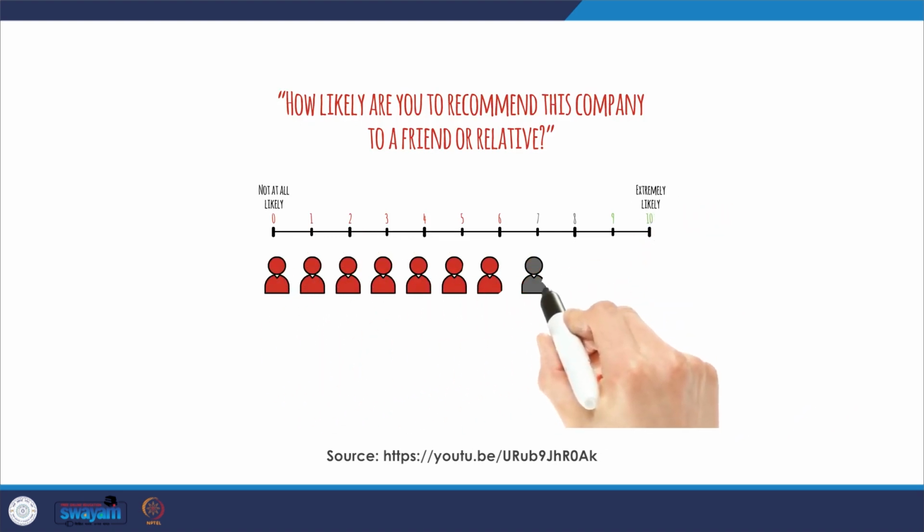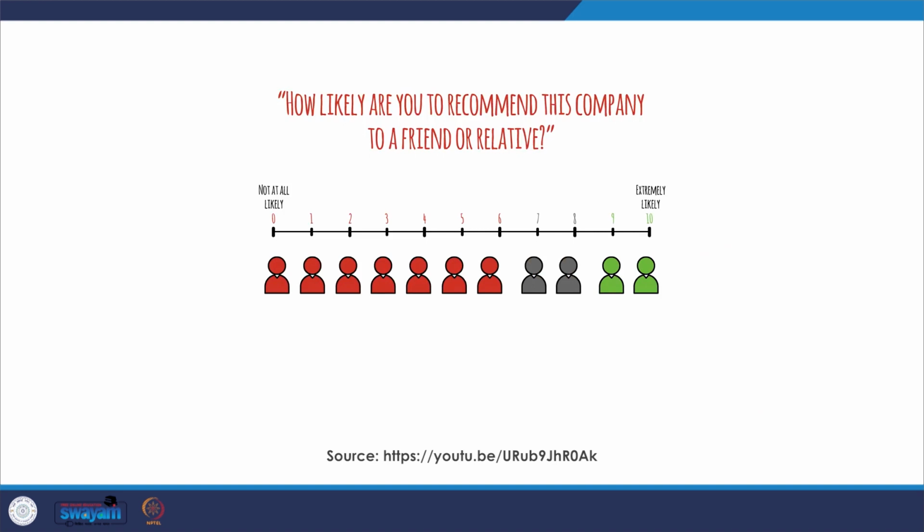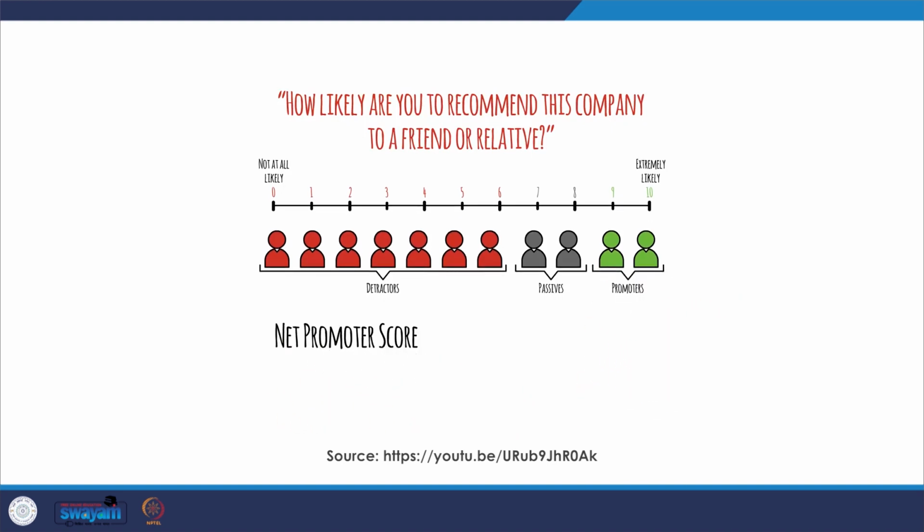Based on their responses, customers are placed into one of three categories. If they choose between 0 and 6, then they are called detractors. If they choose 7 or 8, then they are called passives. If they choose 9 or 10, then they are promoters. NPS is calculated by taking the percentage of promoters and subtracting the percentage of detractors. You then multiply the percentage by 100 to get a whole number between -100 and +100.